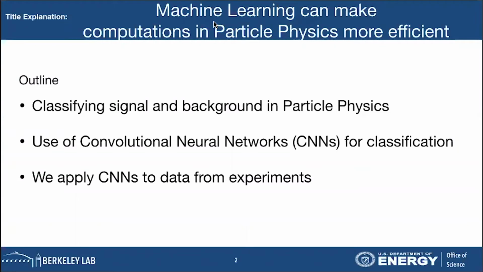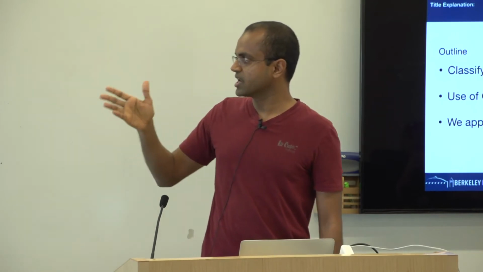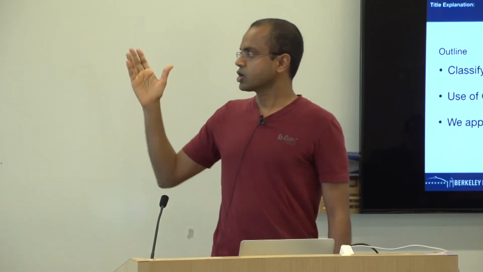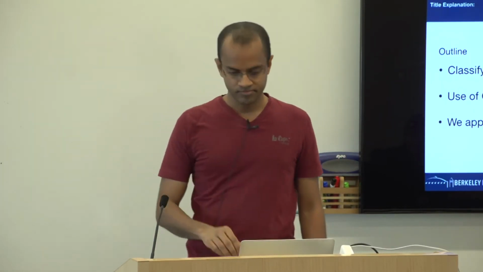The talk has three main pieces. The first part is describing the signal background classification problem in particle physics. Then I'll describe convolutional neural networks, or CNNs, which are used for classification. And finally, I'll talk about our application of CNNs to particle physics data.